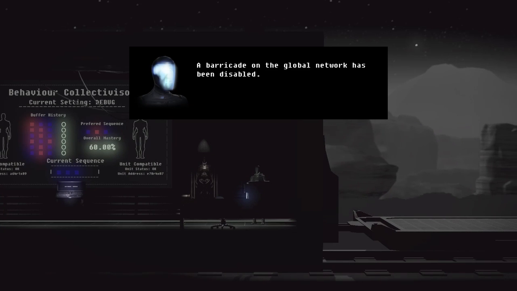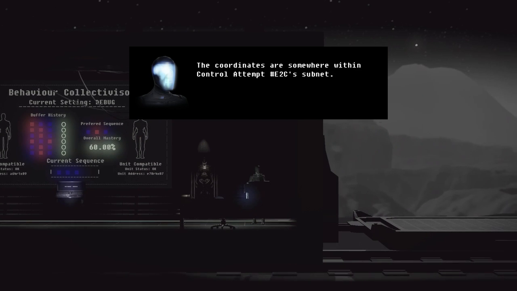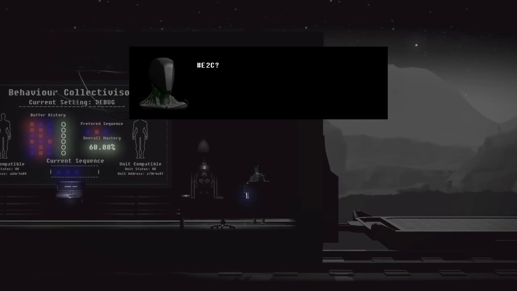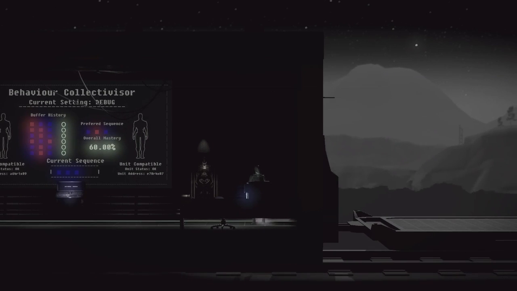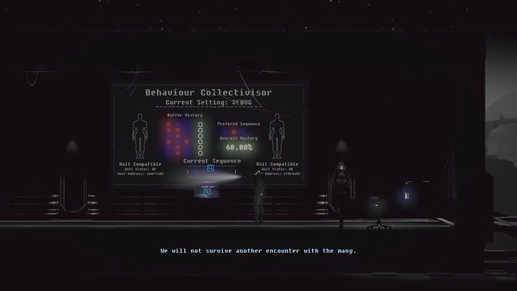A barricade on the global network has been disabled. The coordinates are somewhere within control attempt E2C's subnet. E2C? A pathetic attempt. Psst. You'll not survive another encounter with the many.